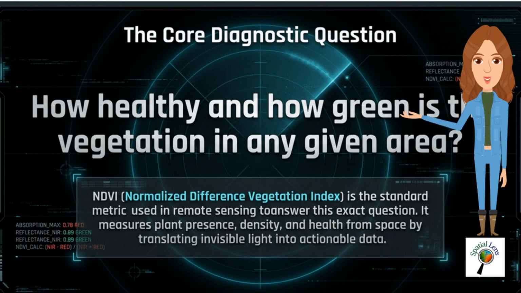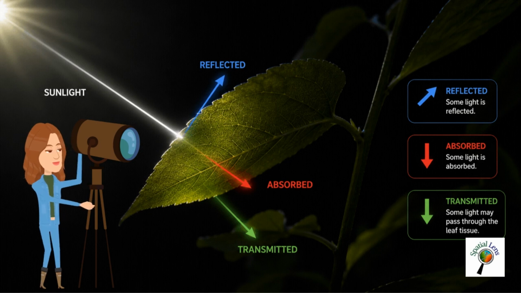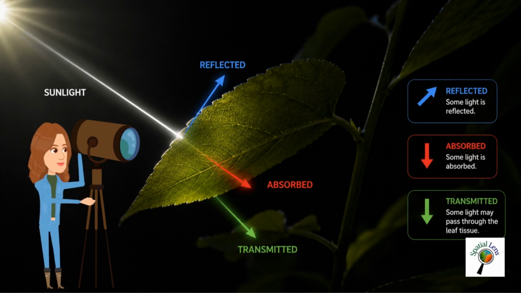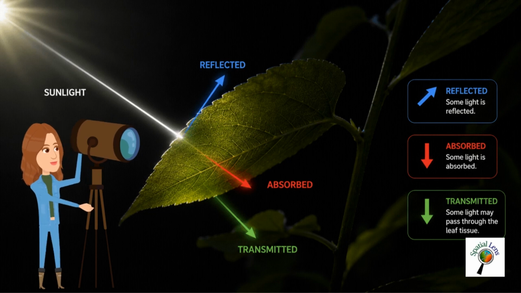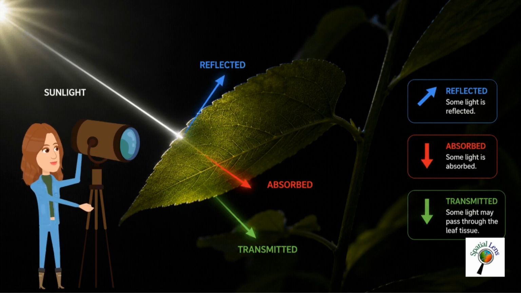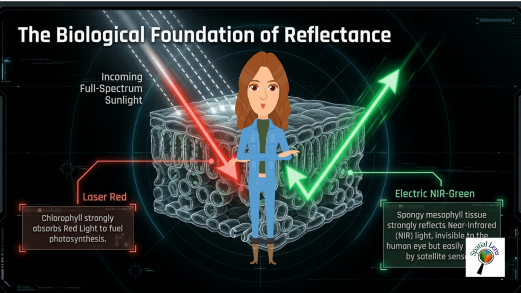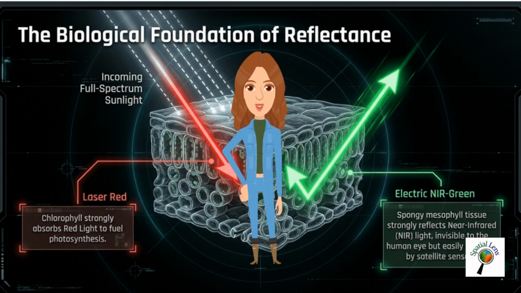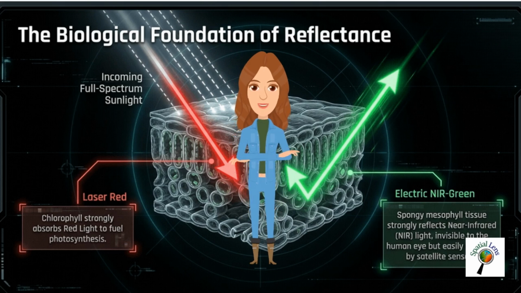To understand NDVI properly, we first need to understand how plants interact with light. When sunlight falls on a plant, not all wavelengths of light behave the same way. Some light is absorbed, some is reflected, and some may pass through the leaf tissue. Plants contain a pigment called chlorophyll, which plays a critical role in photosynthesis. Chlorophyll strongly absorbs red light, because red light provides energy needed for photosynthesis.